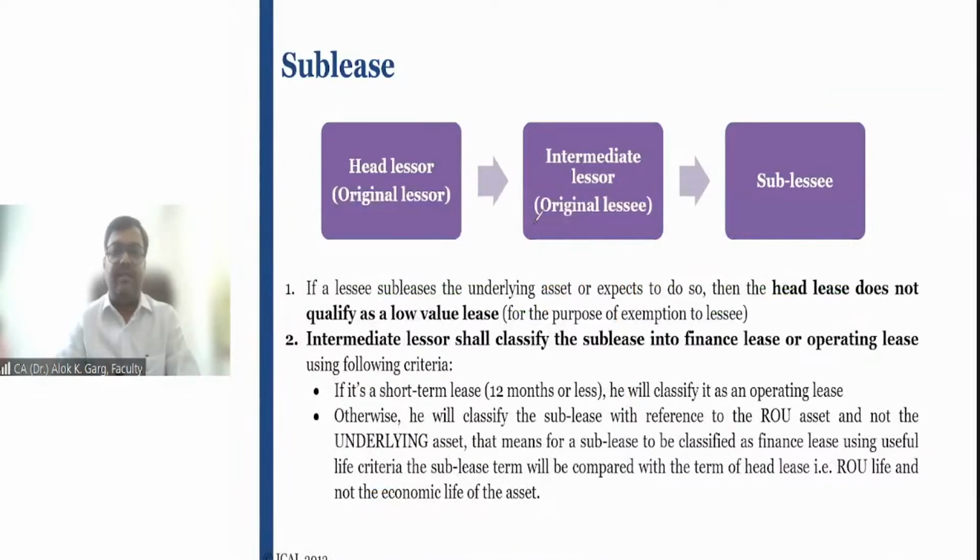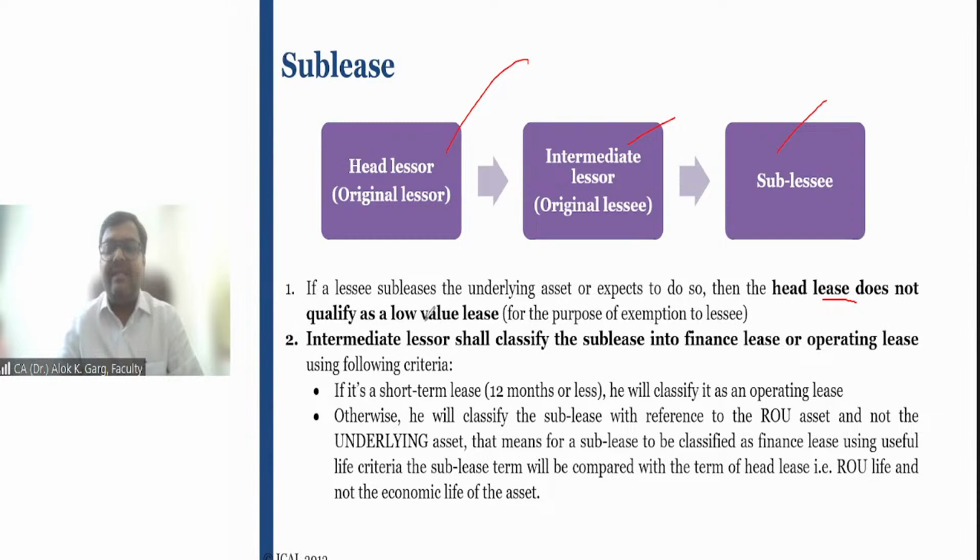This is the explanation. In case of sublease, there is a head lessor, an intermediate lessor, and a sublessee. If a lessee subleases the underlying asset, then the head lease does not qualify as a low value lease. You remember we have discussed that if the lessee is subleasing the asset to another lessee, it will not be considered a low value lease exemption. Low value lease exemption cannot be availed in case of the head lease.